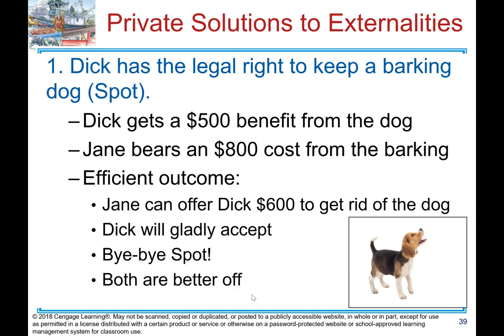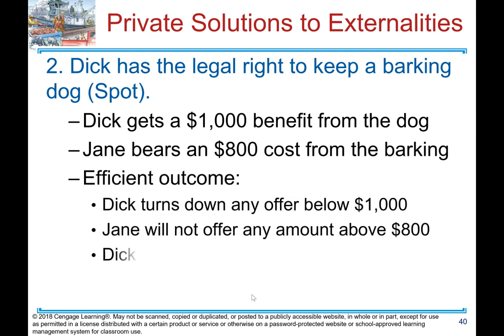Dick has the legal right to keep a barking dog named Spot. Dick gets about $500 worth of benefits from the dog. Jane bears $800 worth of cost from the barking dog. So what's the efficient outcome? Jane can offer Dick $600 to get rid of the dog. Dick will gladly accept. Bye-bye, Spot. Both are better off.